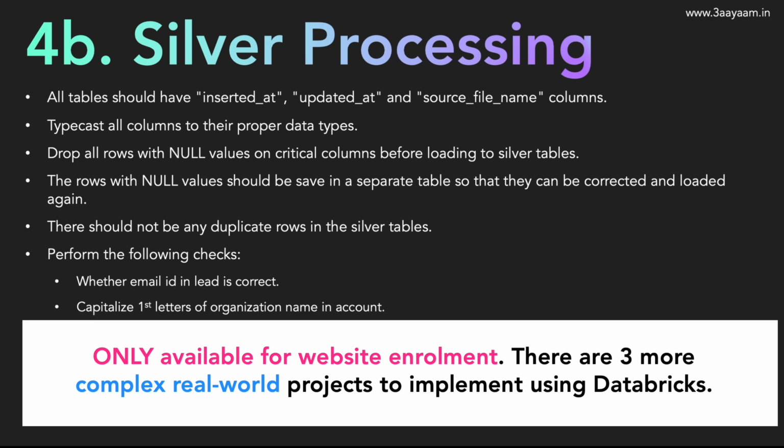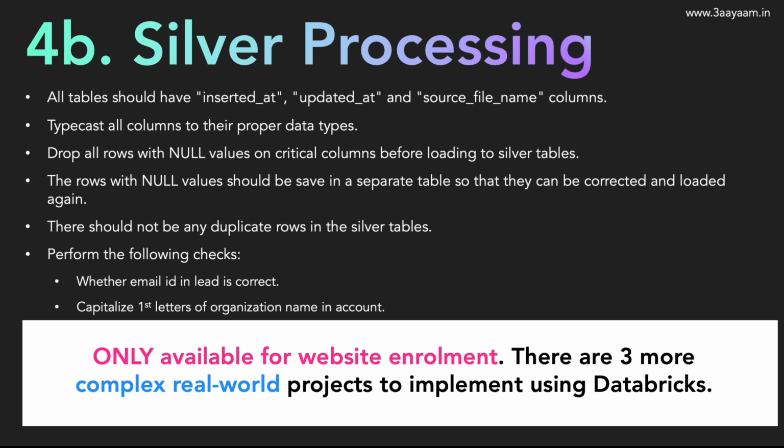And there is some additional exercise that you have to perform. The rows with null values should be saved in a separate table so that can be corrected and loaded again. And this is how it works in production also, or in real life scenario also. The rows are not removed randomly. I mean, they are removed, but they are saved so that the root cause of those erroneous data can be found out and can be fixed. So that's why I'll have to save the rows with null values in a separate table, which means that all the silver tables that you create should have a separate table which would contain records with null values. So if there are 10 tables in silver layer, you'll have to create 20 tables.